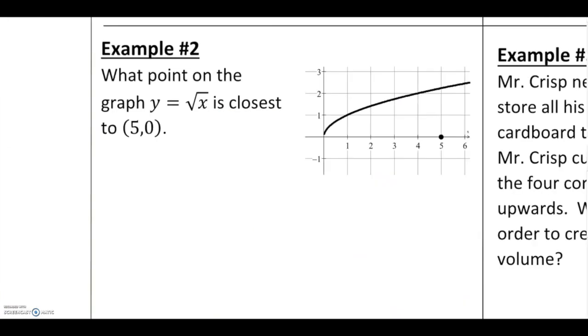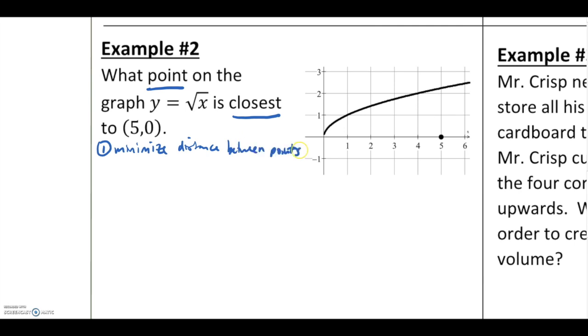Moving on to example 2. Notice we have a graph of y equals square root of x, and we want to find what point on this graph, on this curve, is closest to the point (5, 0). Point closest has to tell us that what we are trying to do is minimize a distance between 2 points.